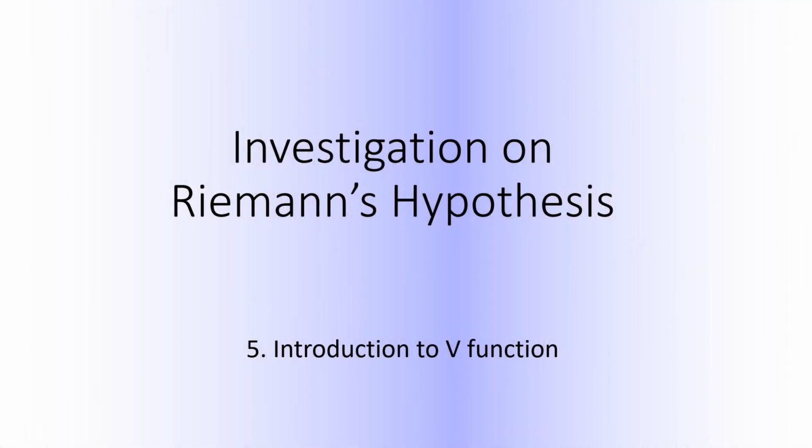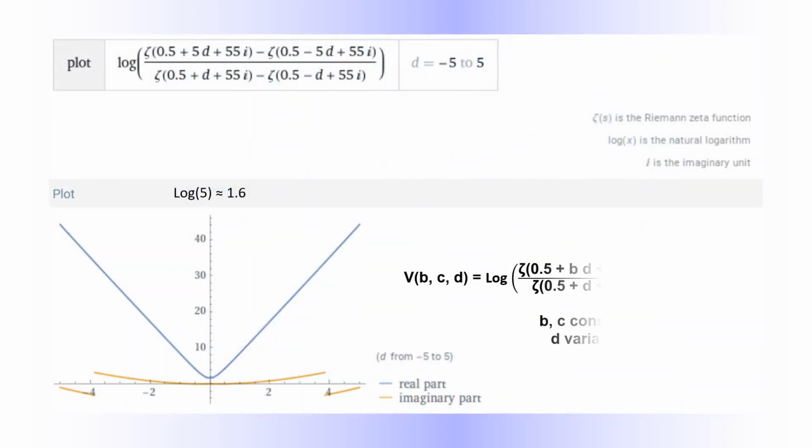In this video we will introduce a new function combining y and s functions to get the advantages from both. From the shape of the curve, it will be conveniently called v function. Here is the basic formula of v function. There are two constants and one variable to draw the plot.